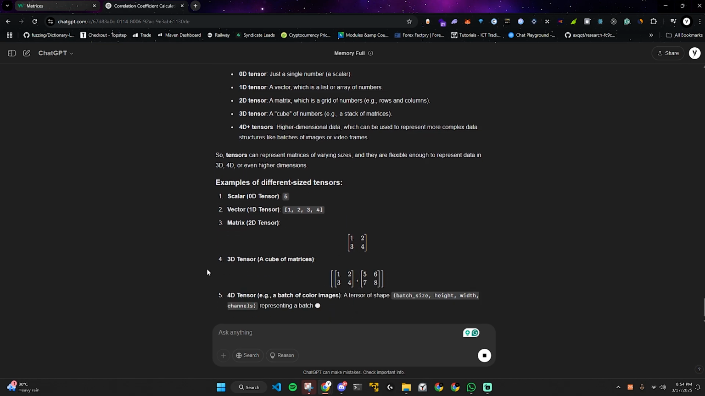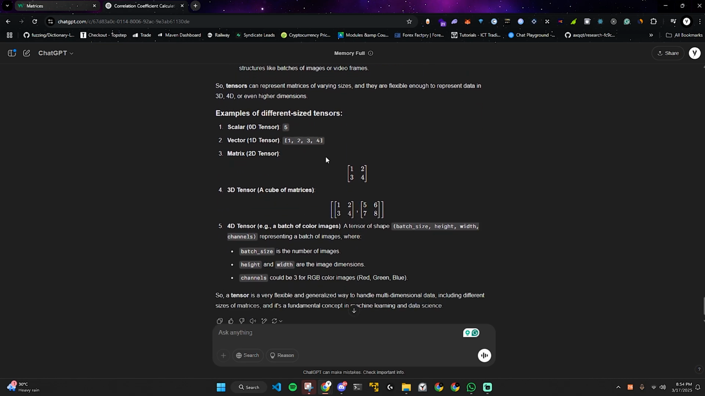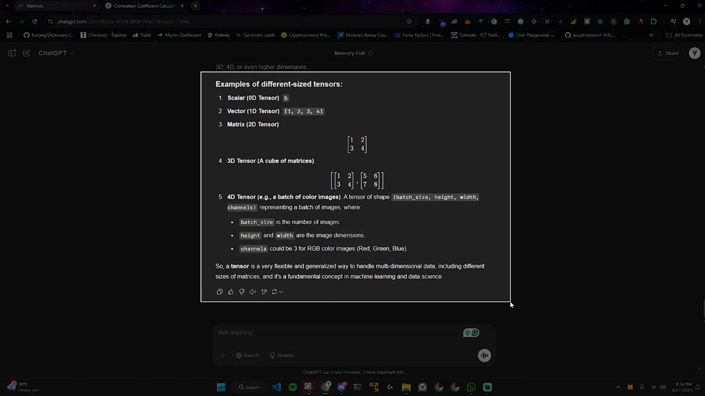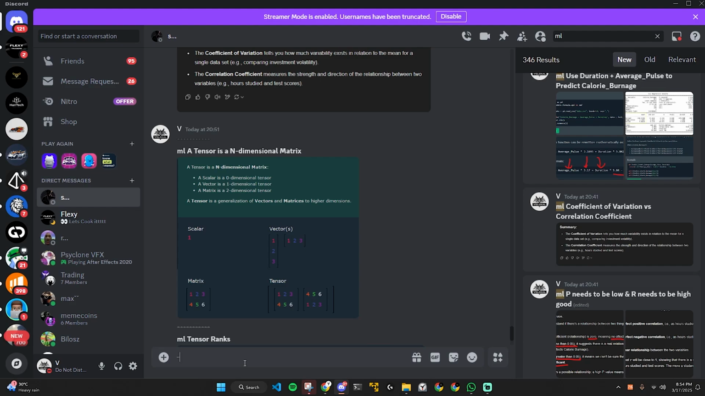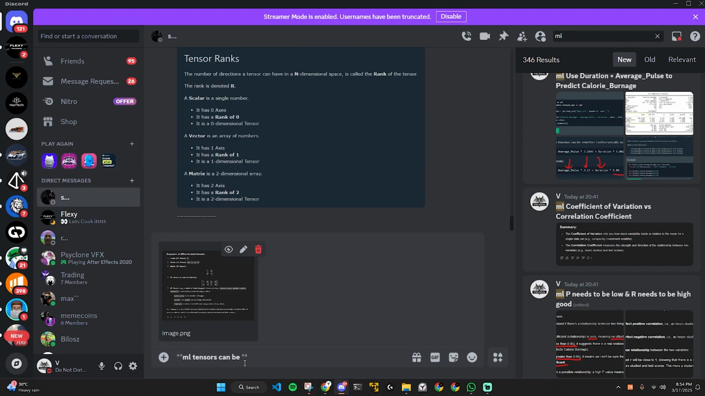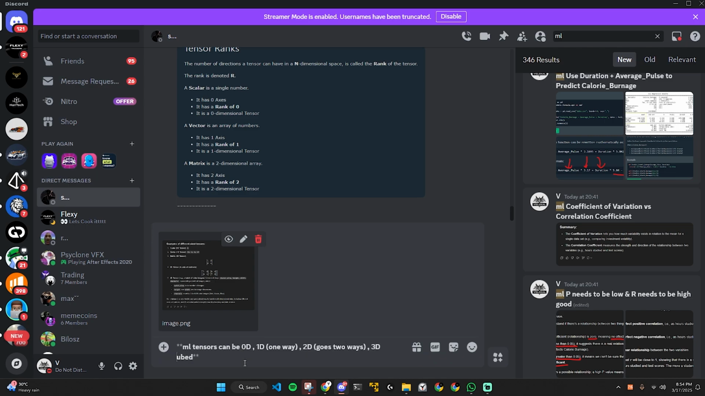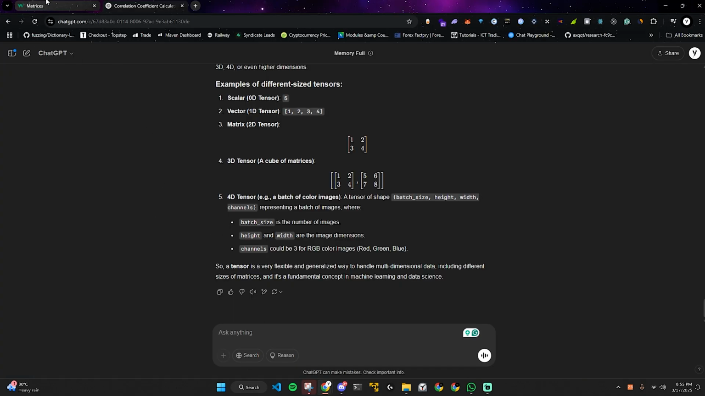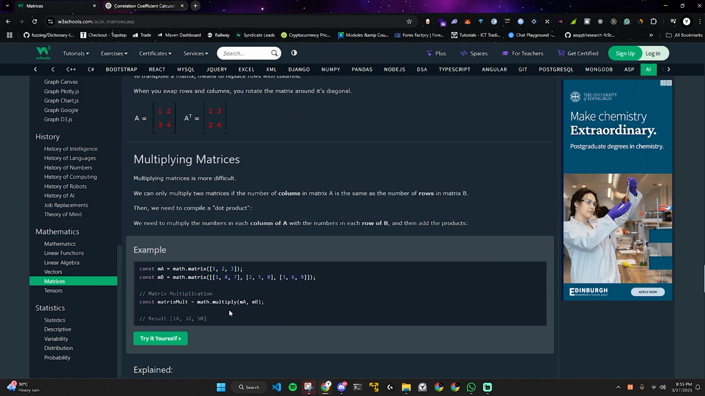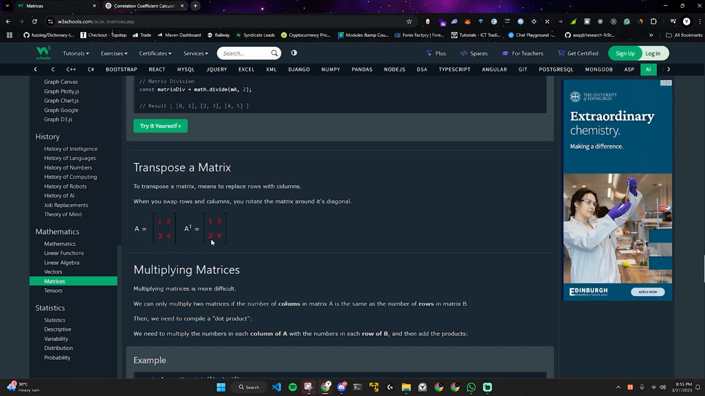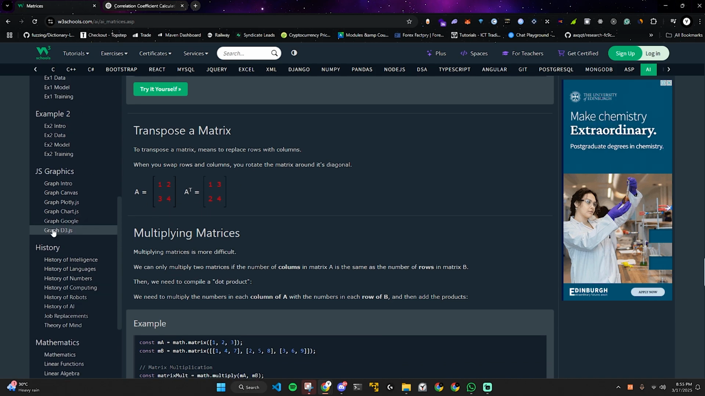Right. 2D tensor. 3D tensor. Yep. This is just one way, and then we have 2 ways, and then we have the 3D tensor, which is a cube of matrices, right? So let me just grab this real quick. So let's say, for example, ML tensors can be 0-dimensional, 1-dimensional, one way, and 2-dimensional, which goes 2 ways, and cubed. So that's 3D cubed. Okay. So apart from that, what else do we have? Transposing a matrix. This is obviously just a switch of rows and columns. That's the concept. And what else do we have?